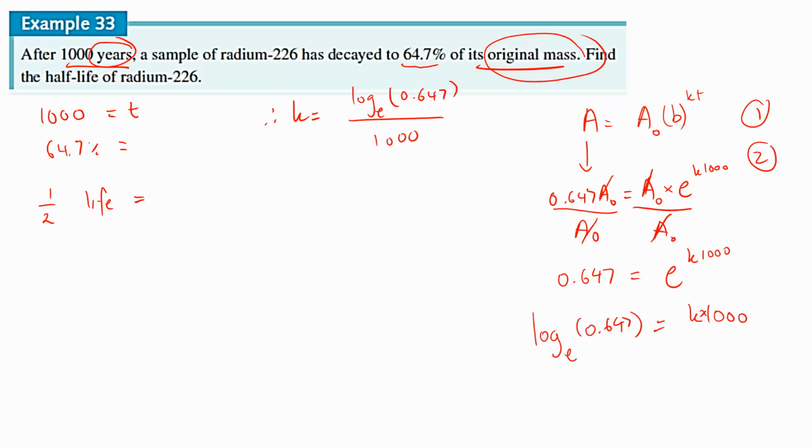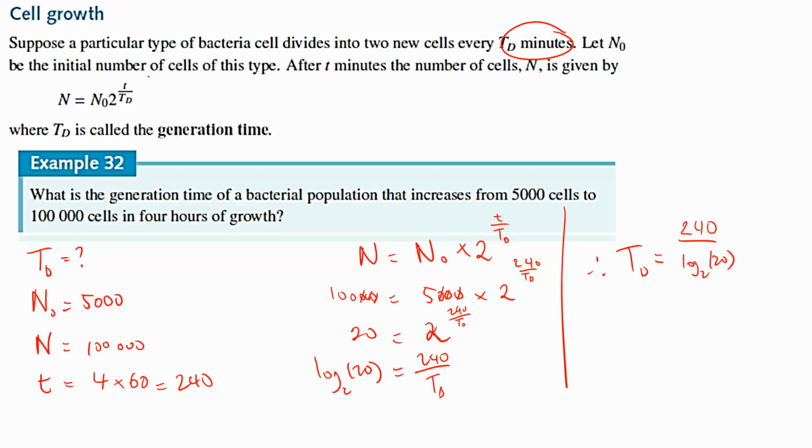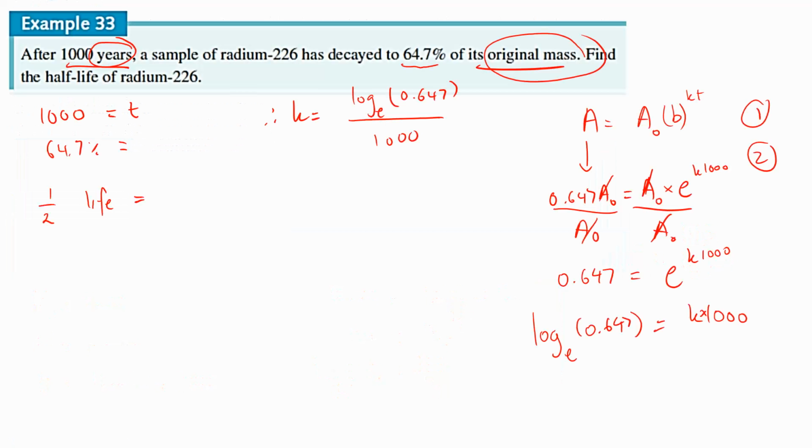0.5. See, the other one was 64.7% of the original mass. What we want is 50% of the original mass. So we'd be doing, really, this is just asking you to do this: 50% of A naught, which is really the same thing as saying 0.5 A naught.